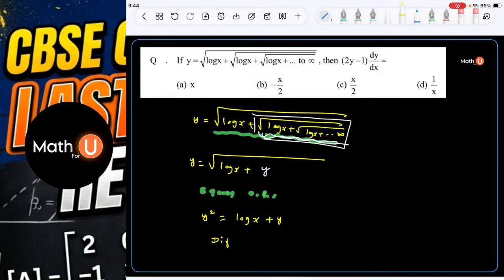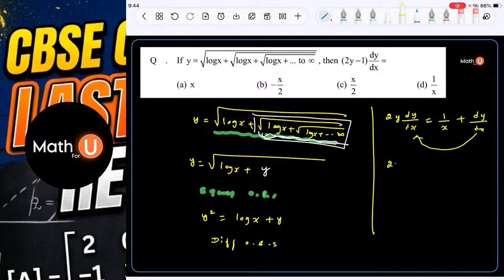Now differentiate on both sides. We get y square differentiation 2y, then y is a dependent variable, so you should write dy by dx, that is equal to log x differentiation 1 by x plus y differentiation dy by dx. Take dy by dx to this side, we get 2y dy by dx minus dy by dx, that is equal to 1 by x. Take dy by dx common, we get 2y minus 1 into dy by dx equal to 1 by x. Then which option is correct? D is the correct option.